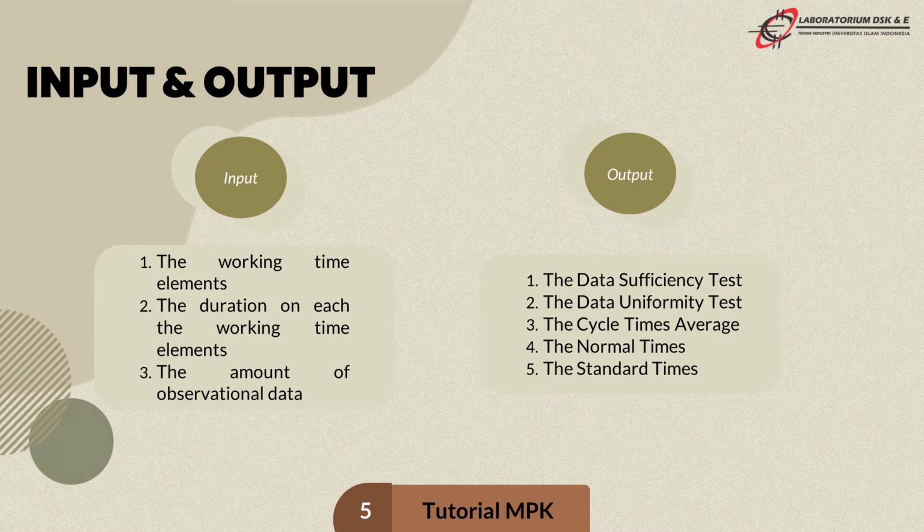The input from this tutorial is first, the working time elements, second, the duration of each of the working time elements, third, the amount of observational data. The output from this tutorial is first, the data sufficiency test, second, the data uniformity test, third, the cycle time average, fourth, the normal time, and the last is the standard time.